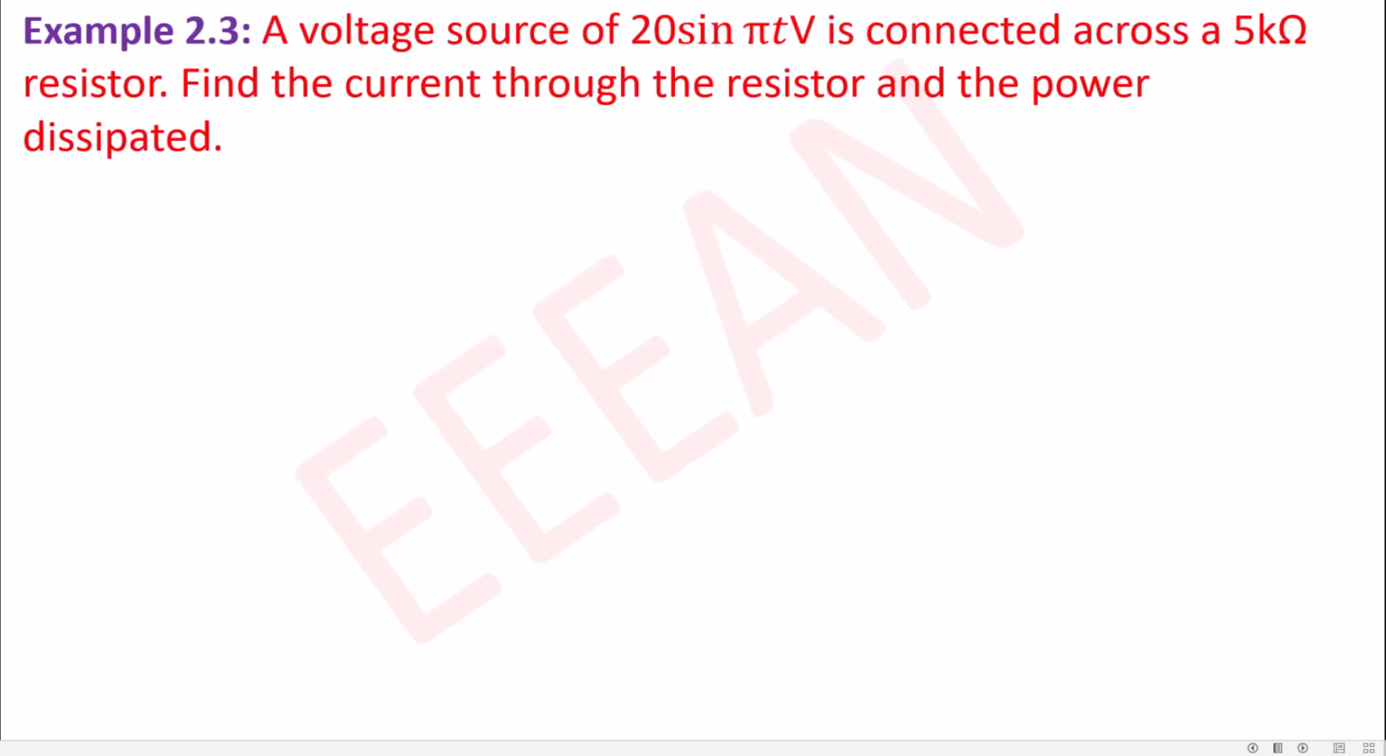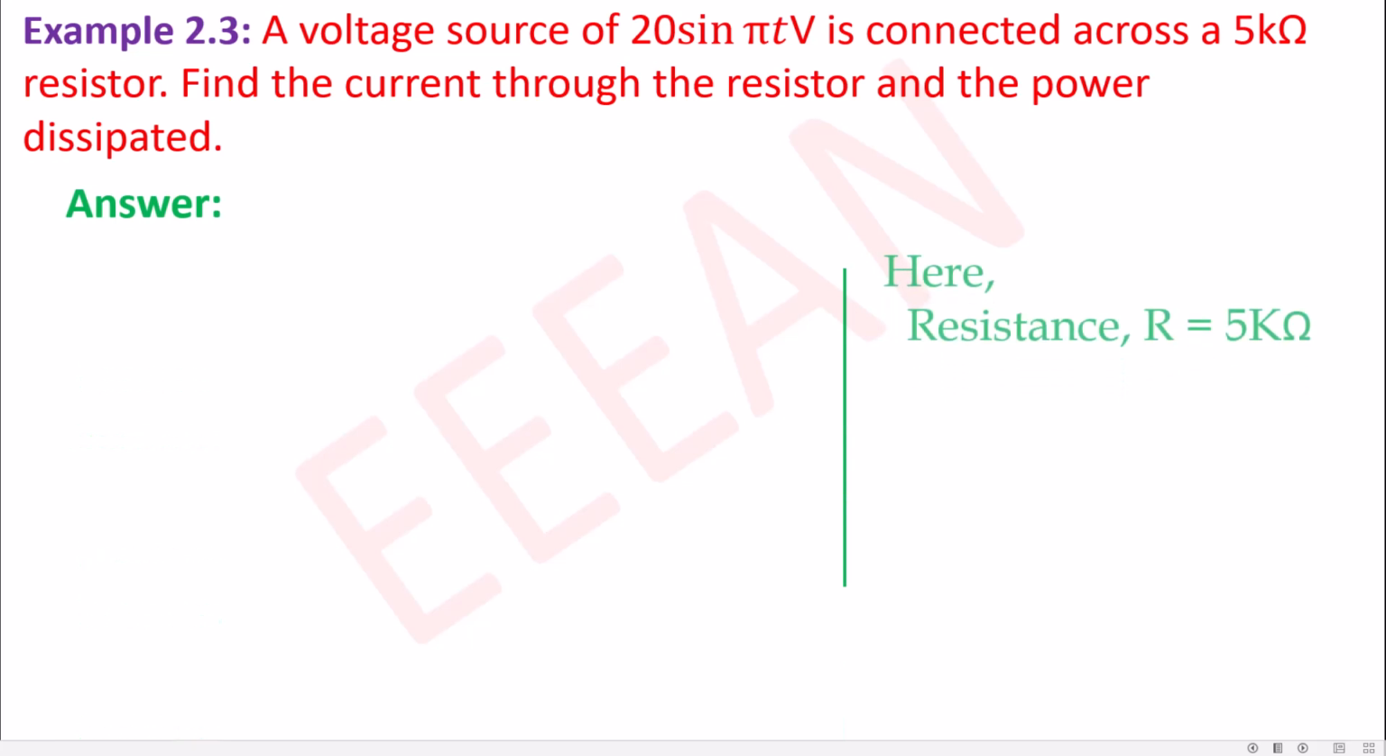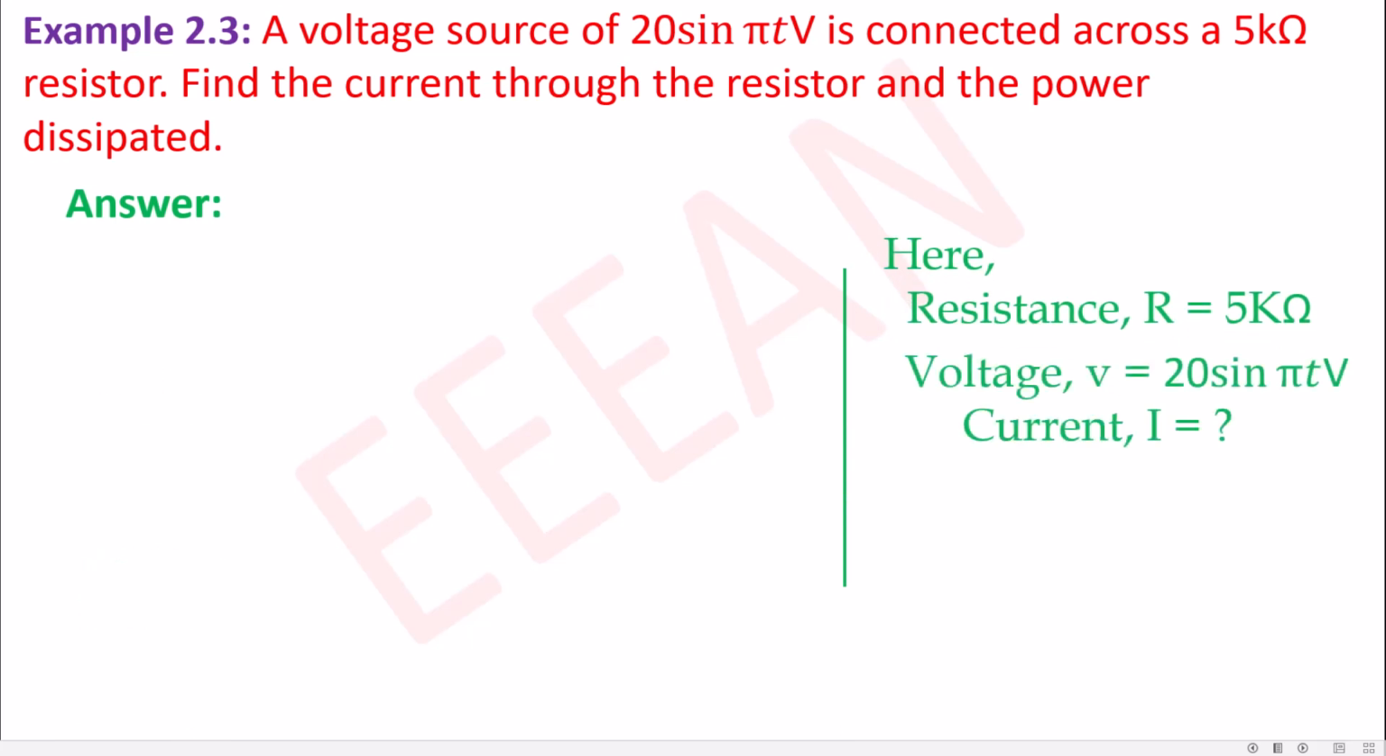20 milliwatt. A voltage source of 20 sin pi t volt is connected across a 5 kilo ohm resistor, and we have to find the current through the resistor and the power dissipated. Here resistance R equals 5 kilo ohm and the voltage V equals 20 sin pi t volt, and we have to obtain current and power.